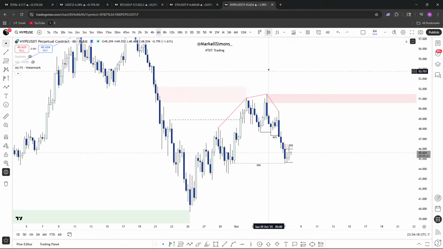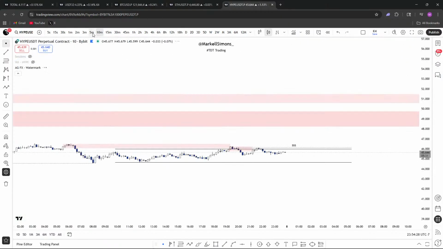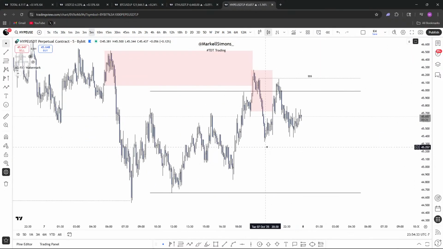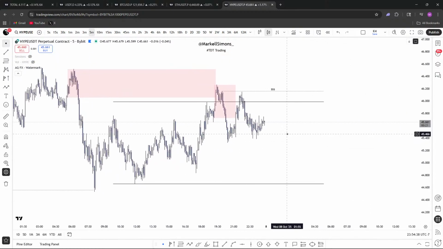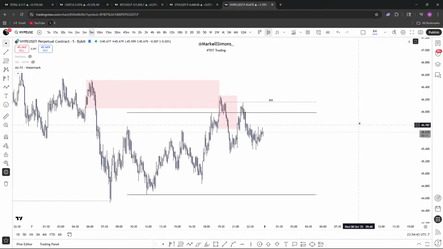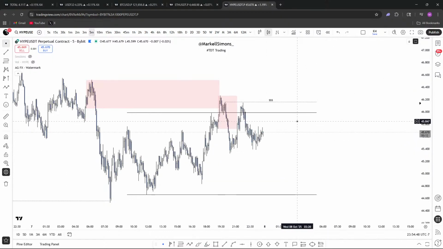Yeah, we would just have to see what hype does. Hype looks good though. It looks like it's trying to create some type of distribution schematic. It's just not really the best POIs, to be honest. You just need better POIs. So we'll see what happens. Set an alert at that liquidity POI.